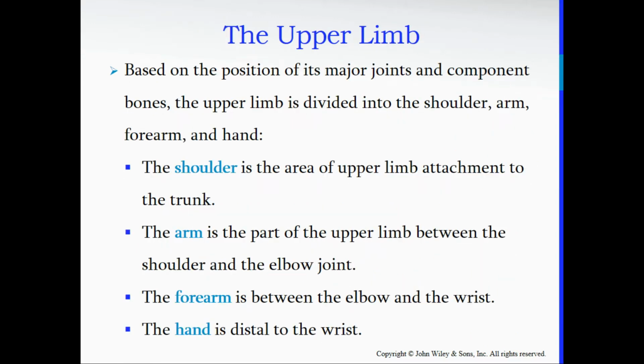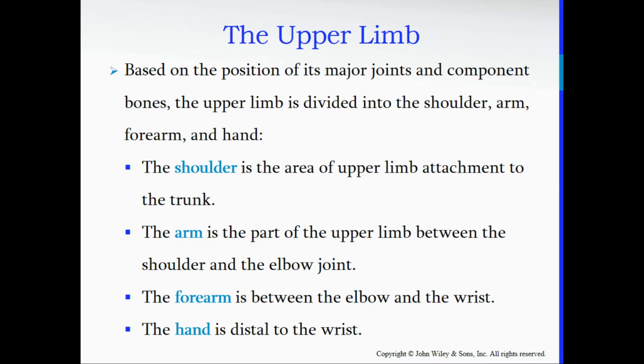Based on the position of its major joints and component bones, the upper limb is divided into the shoulder, arm, forearm, and hand. The shoulder is the area of the upper limb attachment to the trunk. The arm is the part of the upper limb between the shoulder and the elbow. The forearm is between the elbow and the wrist. And the hand, of course, is the hand.